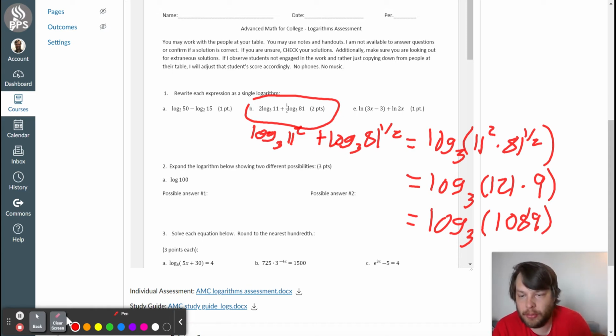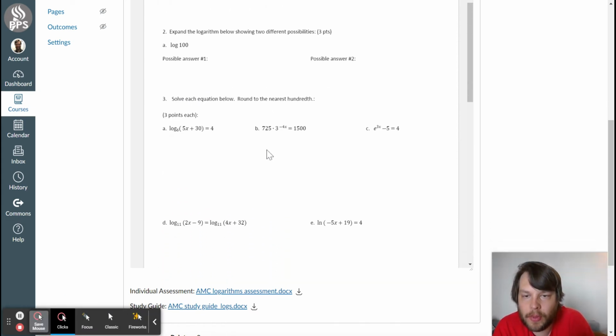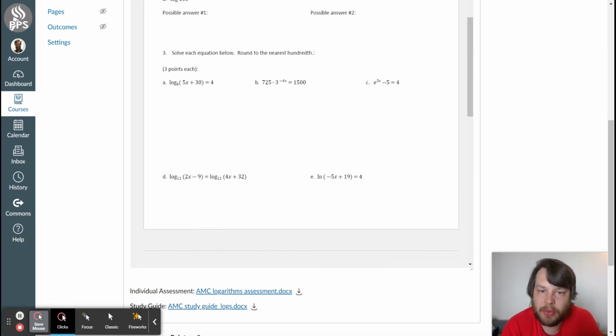I'm going to scoot down a little bit and do some problem 3. When you look at problem 3, there's a kind of a variety of different problems. And remember that the ln here is really just log with a base of e. So these two problems, C and E, are kind of working together. I will do problems A and B.